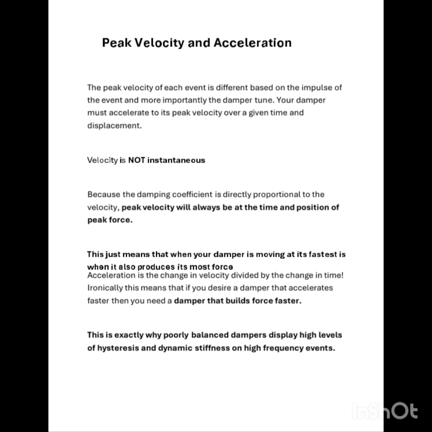So we can see this is exactly why a poorly balanced damper displays high levels of hysteresis and high levels of dynamic stiffness on high frequency events. We've already seen that, and Penske's already talked about it. A well-balanced damper will respond far quicker. So here we have a bit of a case in point.